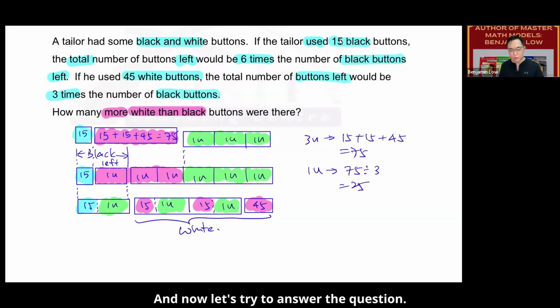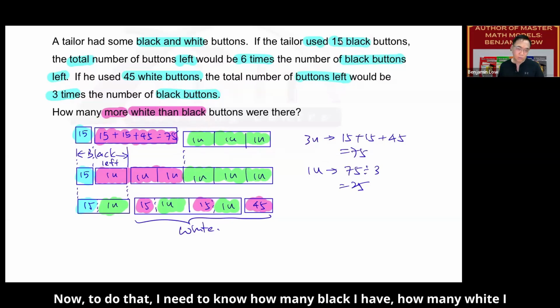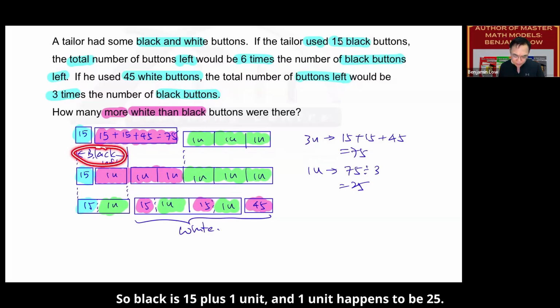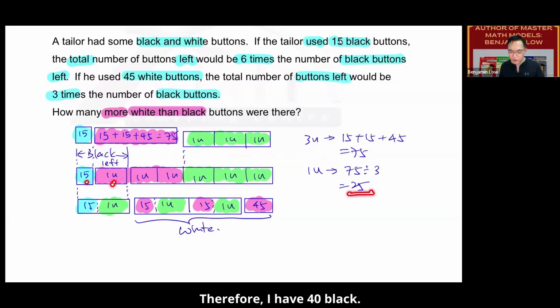And now let's try to answer the question. The question says, how many more white than black were there? Now, to do that, I need to know how many black I have, how many white I have, okay? And this is black. So black is 15 plus 1 unit, and 1 unit happens to be 25. Therefore, I have 40 black.